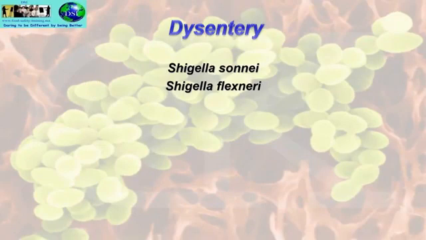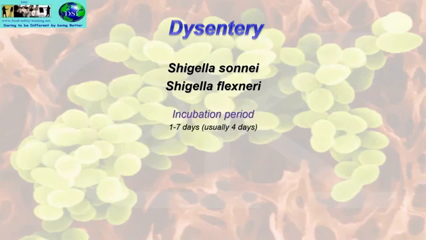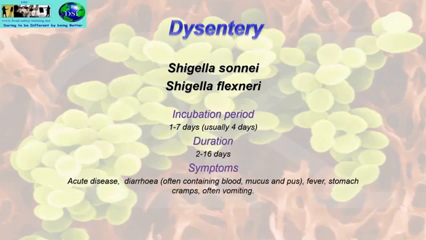And dysentery, this is normally caused by Shigella sonnei and Shigella flexneri. The incubation period here is 1 to 7 days, usually 4 days. The duration of the illness is 2 to 16 days. Symptoms include, well, it's an acute disease, so it happens quickly after the incubation period.